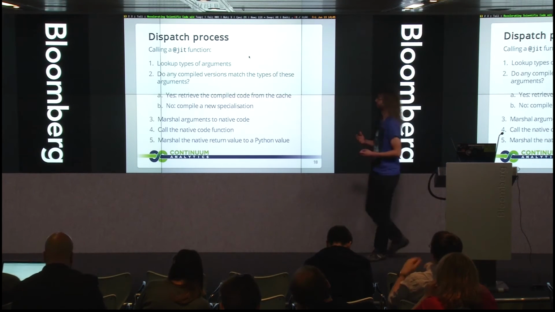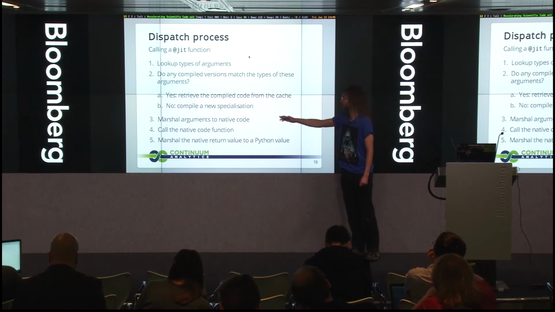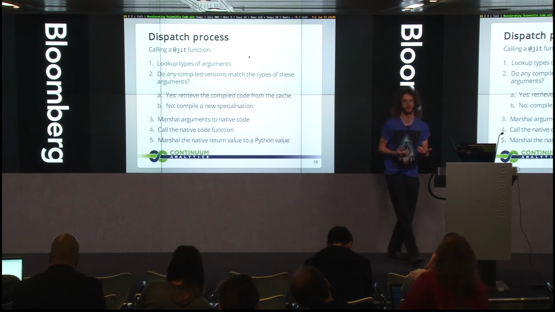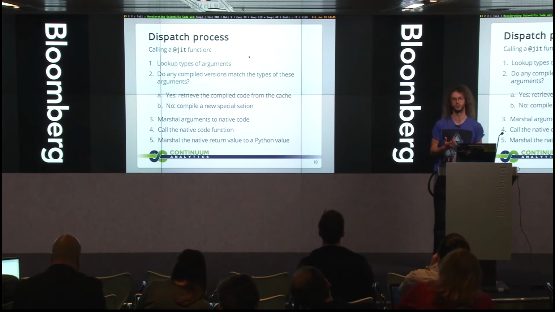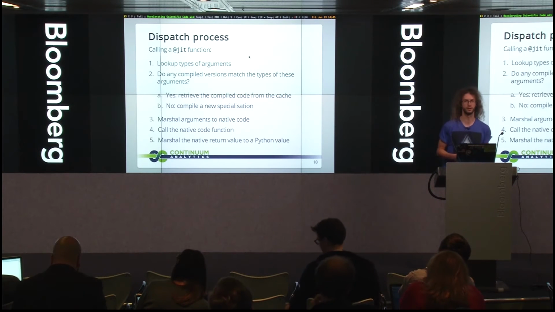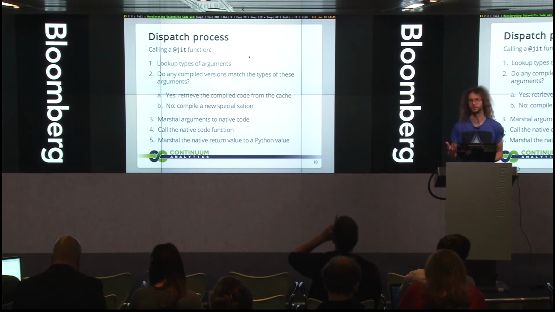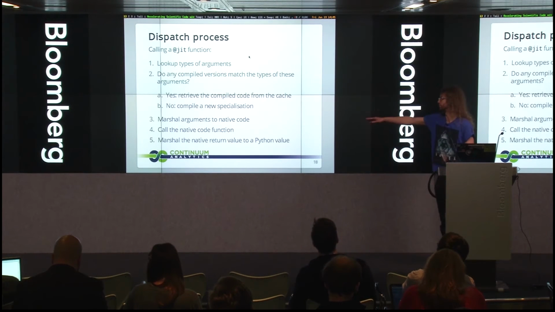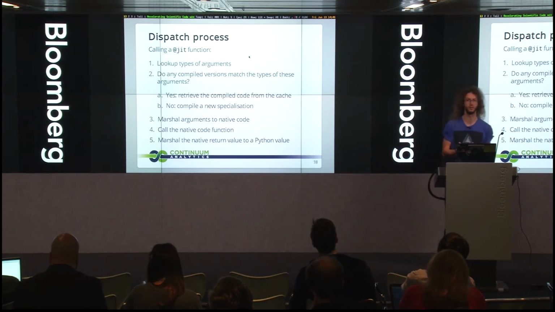Once we've got a compiled version of the function, then we can't call that on the arguments we've got because they're Python objects. So they need to be marshaled into native values. For scalars, that's copying the value, and for arrays, it's getting the pointers to the data. Then it can call the native code function, and it will get a native return value that's got to be marshaled back into Python.